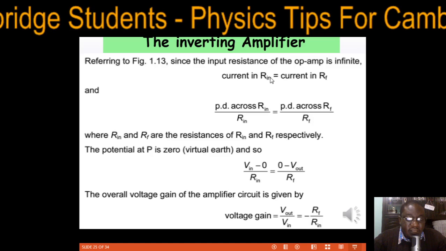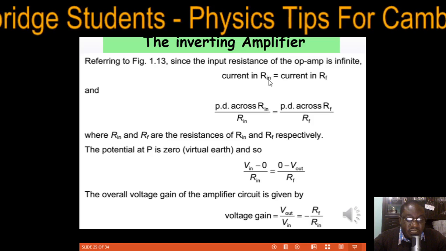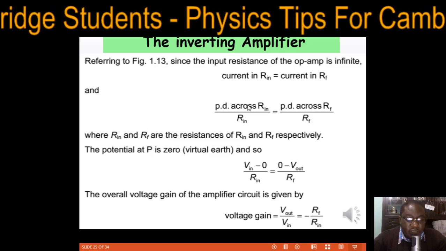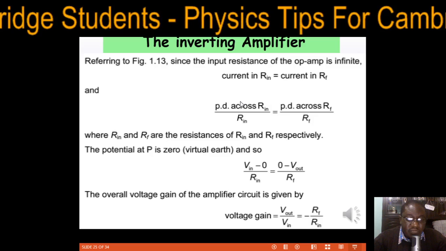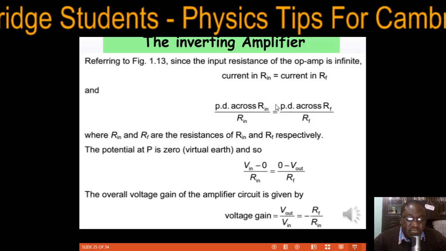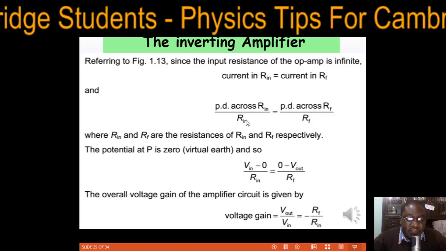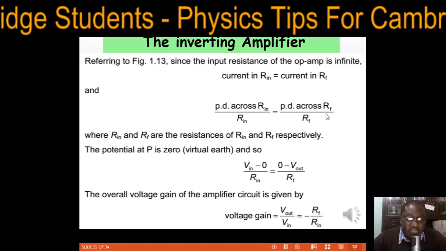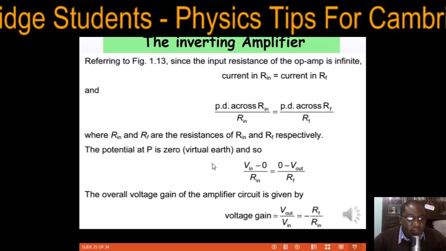Now, the current in the input resistance is equal to the current in the feedback resistance, which is the output. The definition for current is PD over resistance. So it will be PD across Rin over Rin, equal to PD across RF over RF.